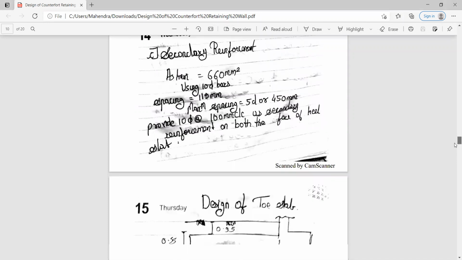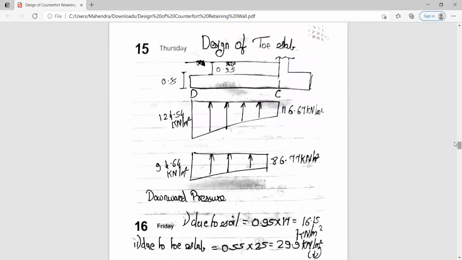So for the toe slab, this is the diagram for the toe slab and already the pressures you had calculated earlier. So the pressures you calculated, that is 124.54 kilonewton per meter square and 116.67 kilonewton per meter square. These are the pressures for the toe slab. Now you need to calculate the downward pressure. So to calculate the downward pressure, first of all we need to calculate due to soil.